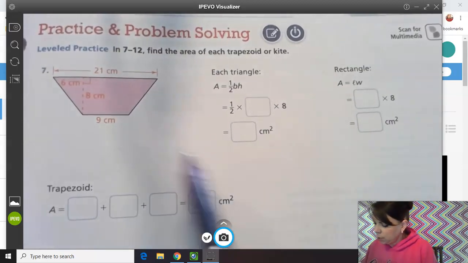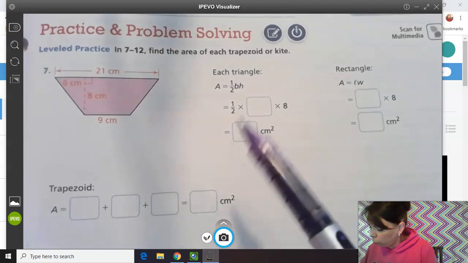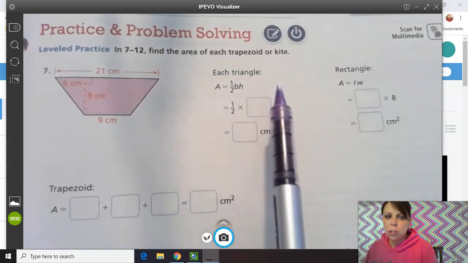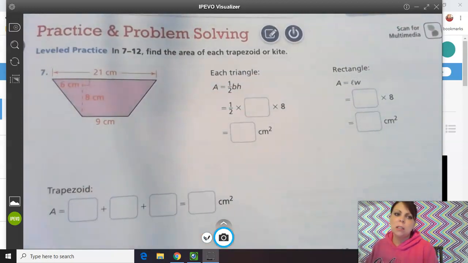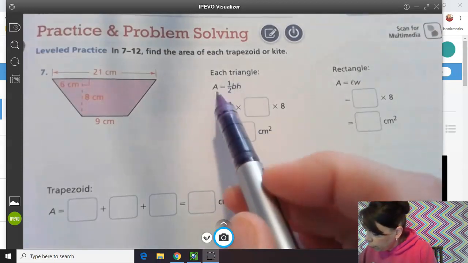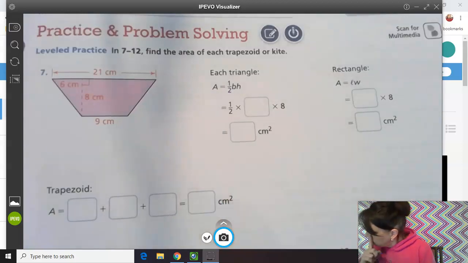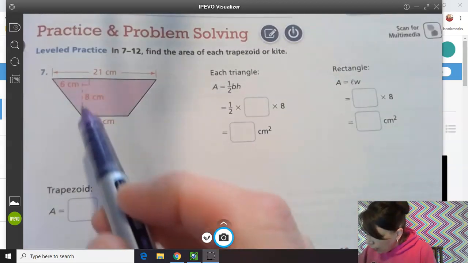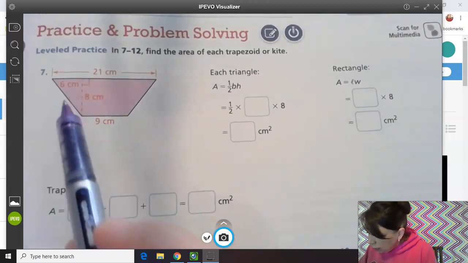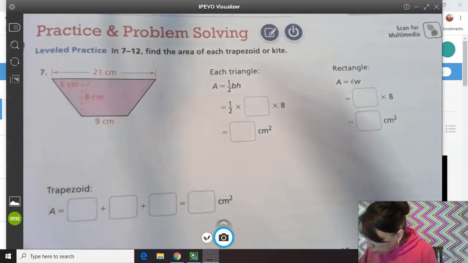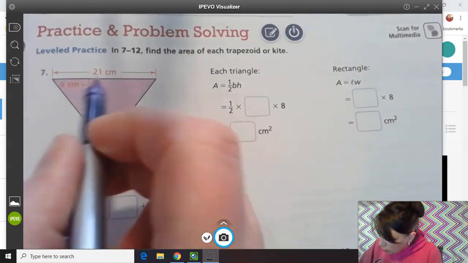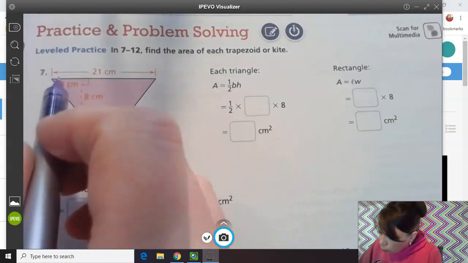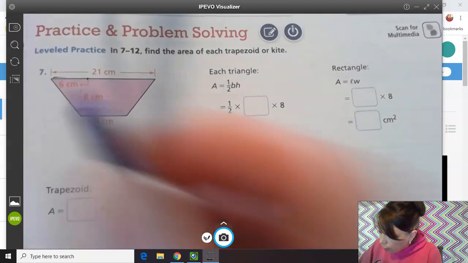So if we look at problem number 7, this is one of those that sets the boxes out for you. What it wants to do is solve for the triangle on each end of the trapezoid, and then do the rectangle by itself. For the triangle formula, area equals half of the base times the height. The height is 8, and the base of this triangle is only 6 centimeters. You don't want this whole side because that's the whole trapezoid. All you want is just the base of the triangle.